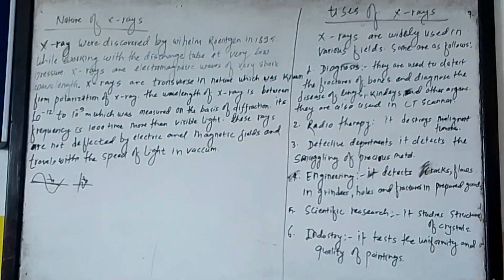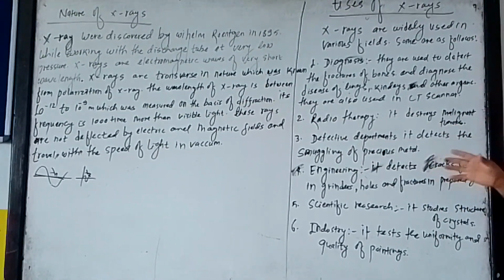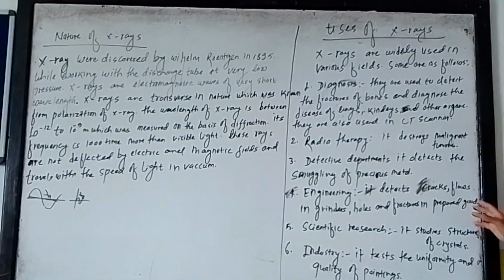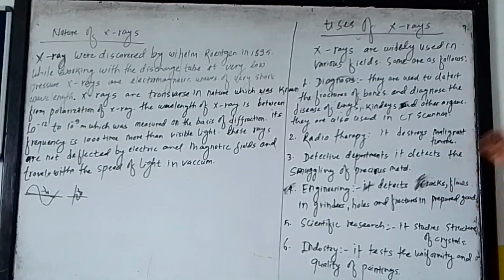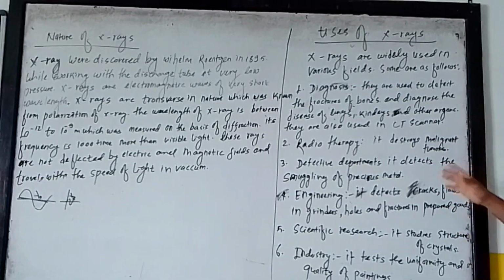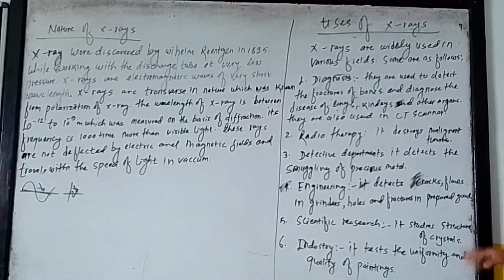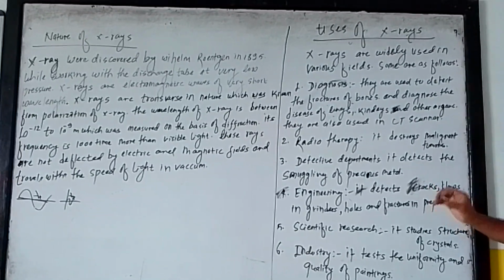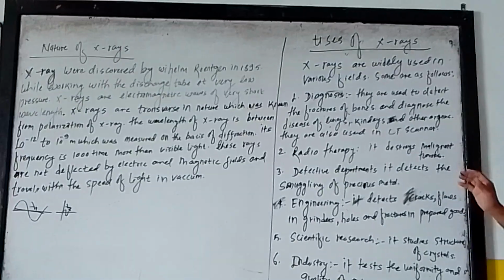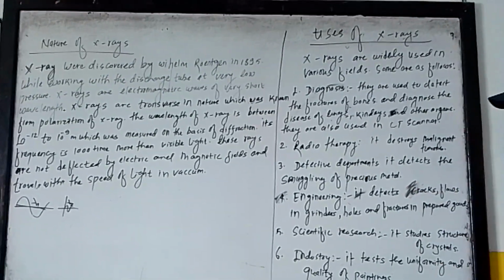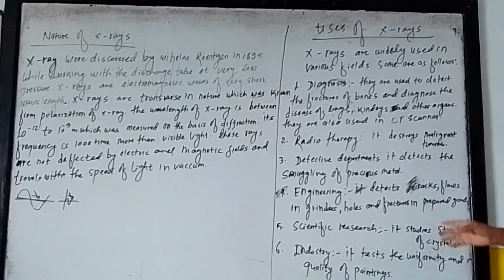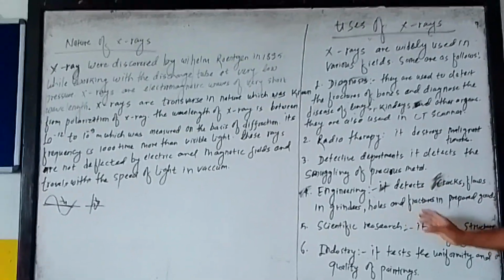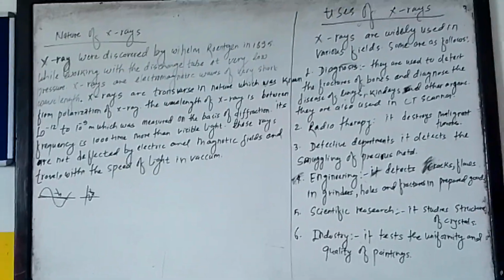And the next one, the third one, is the detective department. The police generally use it to detect the smuggling of precious metal like gold, from one country to another country, or from one district to another district. They use X-ray. It is also used in engineering, where it detects cracks and flaws in girder holes or fractures in prepared food.